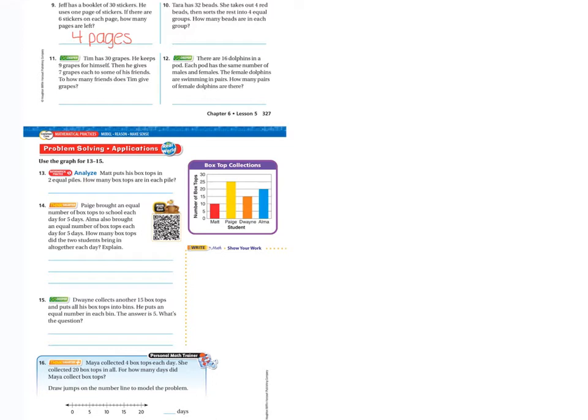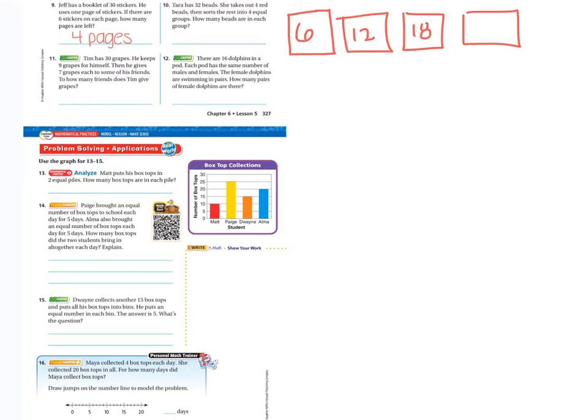When I draw this out, I'm going to draw my pages in Jeff's booklet of stickers. So one page has 6 stickers. So I am adding 6 to each page until I get to 30. Remember, 30 is the number of stickers that he has total in his booklet. So there they are. I see that there are 5 pages.